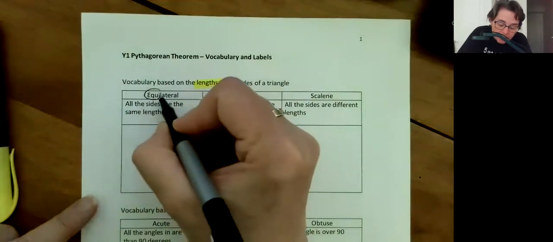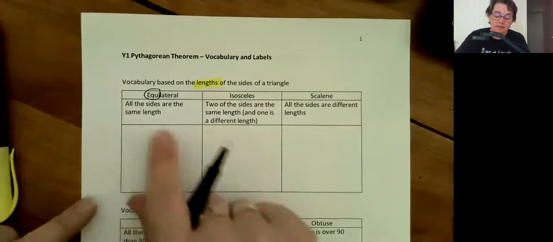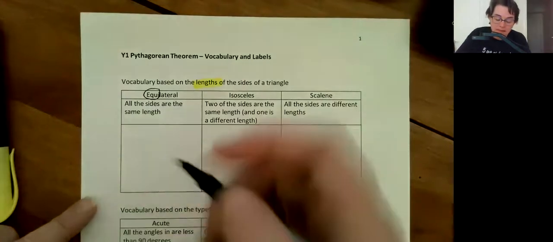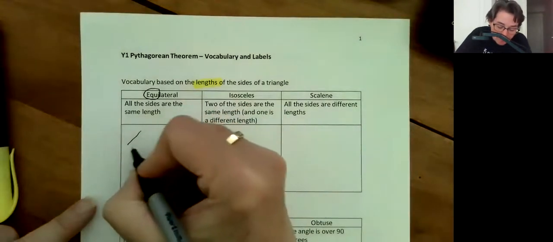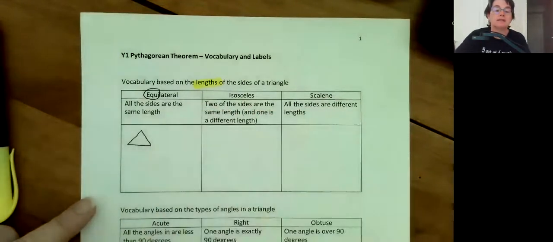Look at that word, equi. I hope you recognize that it sounds an awful lot like, come on, say it. Equal, yeah. And lateral means side. And it tells you right there exactly what it is: all the sides are exactly the same length. I'm going to try and draw it. If I use a ruler, those sides would all be the same length.